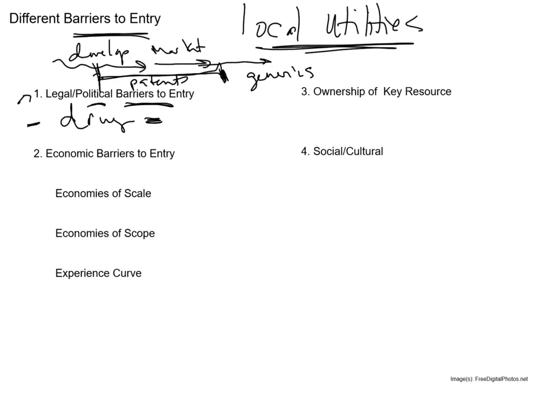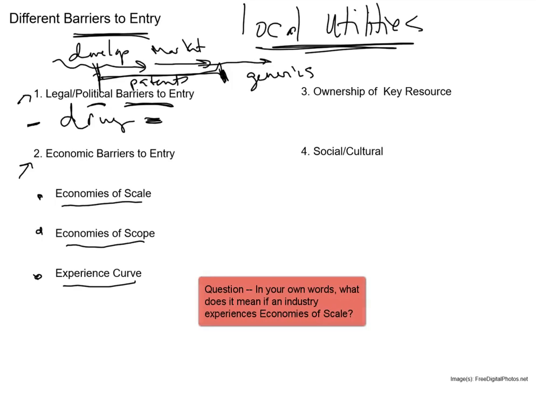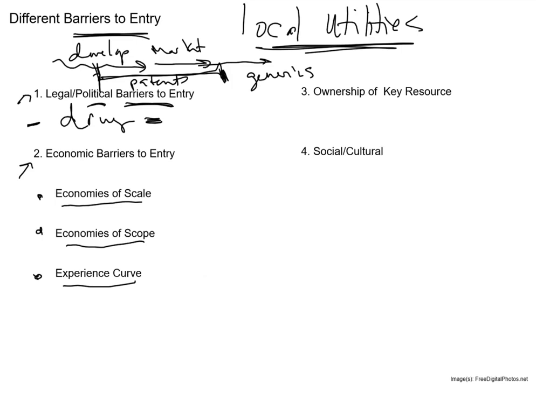Another barrier to entry is, we can refer to some economic barriers to entry. So I've got three concepts that harken back to an earlier topic: economies of scale, economies of scope, and the experience curve. As a review, in your own words, what does it mean if an industry experiences economies of scale? Right? And so the main takeaway of the economies of scale is that bigger is better. Bigger is able to do production at a lower per unit cost.